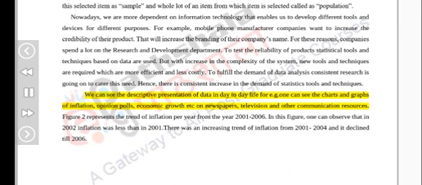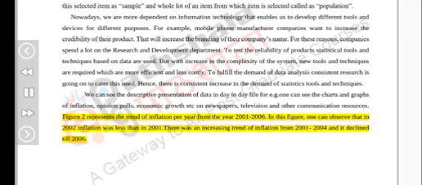We can see the descriptive presentation of data in day-to-day life. For example, one can see the charts and graphs of inflation, opinion polls, economic growth, etc. in newspapers, television and other communication resources. Figure 2 represents the trend of inflation per year from the year 2001 to 2006. In this figure, one can observe that in 2002 inflation was less than in 2001. There was an increasing trend of inflation from 2002 to 2004 and it declined till 2006.